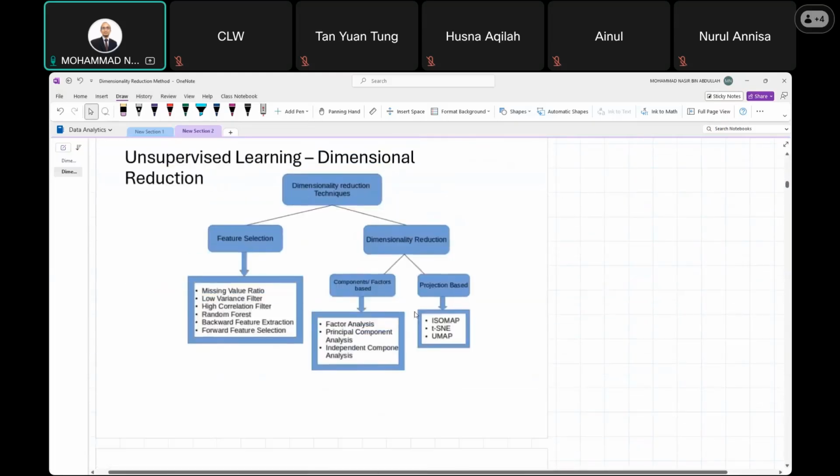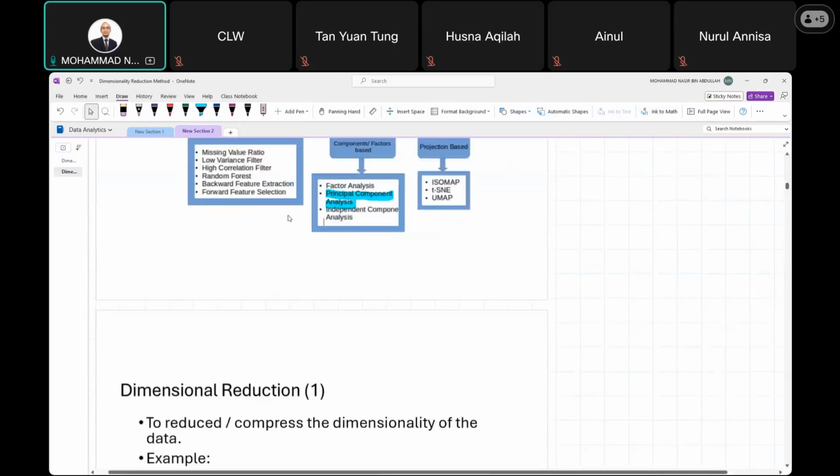So these are examples of techniques available in dimensionality reduction. We have feature selection and dimensional reduction techniques. In this topic, we are looking into principal component analysis and singular value decomposition. Singular value decomposition will be applied in principal component analysis.